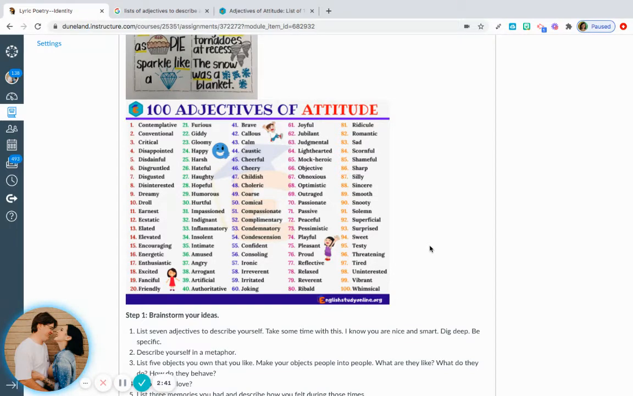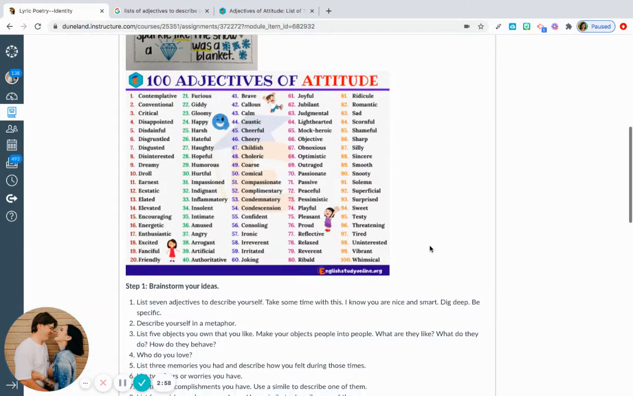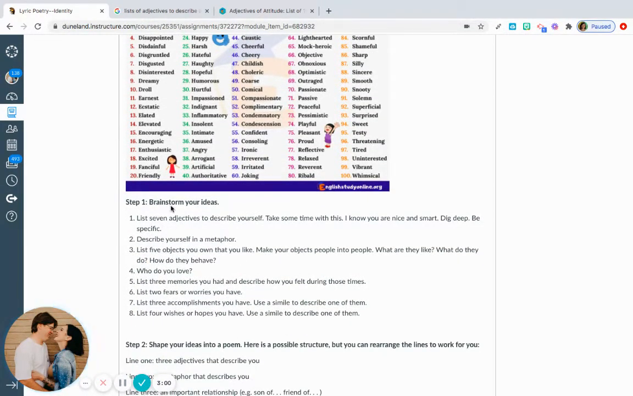I wanted to stay away from words like, I am smart, I am kind, I am nice. Yes, I'm sure you are those things, but are those really seventh grade words? Probably not. So you just want to elevate our writing by being really intentional and picking really meaningful word choice with this assignment. So step one for brainstorming, you're going to list seven adjectives that describe yourself. Again, take time with this. I know you are nice and smart, but you want to dig deep and be specific, be intentional with your word choice.